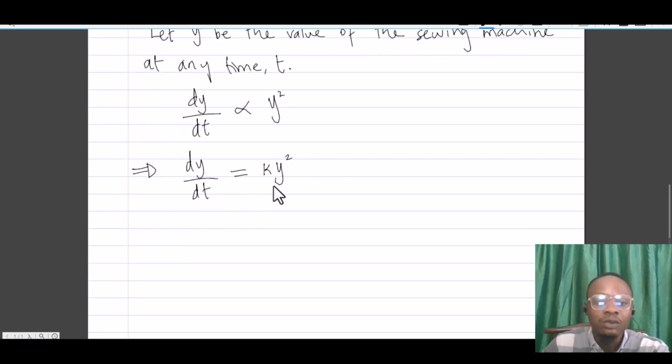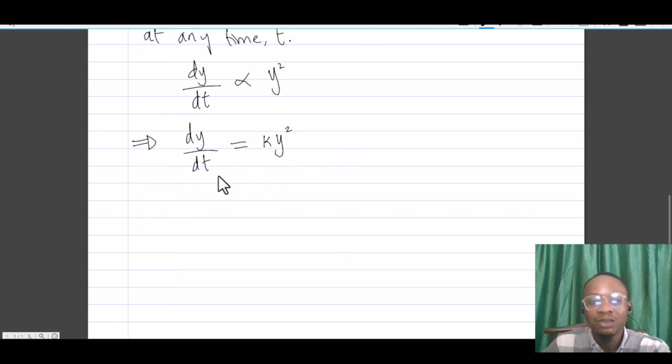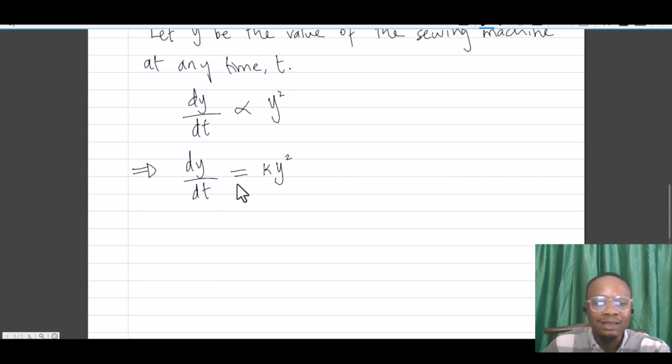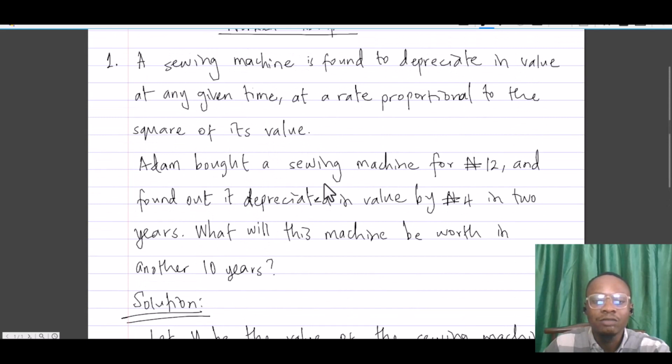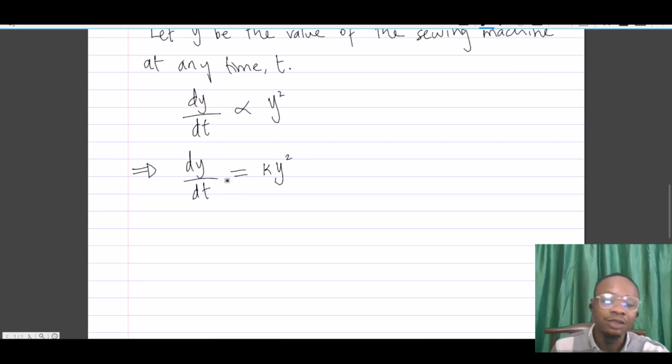This is the differential equation as it is. We can actually solve it. If we solve this differential equation, we will obtain the relationship between y and t. So it will tell us the value of y at a given time t. Okay, so we can do that as it is, and then come back to consider the other parts of the problem. So we can solve this directly, and of course this k is some constant of proportionality. When we solve this, we'll be able to get our y as a function of t.